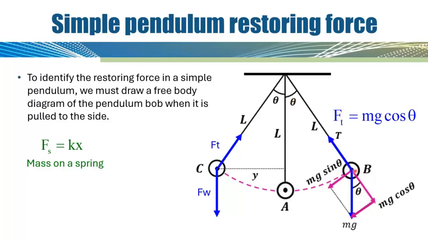This vector here is equal to mg cosine theta, and this vector is equal to mg sine theta. And if the bottom vector is mg sine theta, that means that the top vector is mg sine theta. And this top vector is the restoring force. So the restoring force in a simple pendulum is equal to mg sine theta. And this equation is in the same form as F equals kx. mg is a constant and sine theta is an angular displacement.